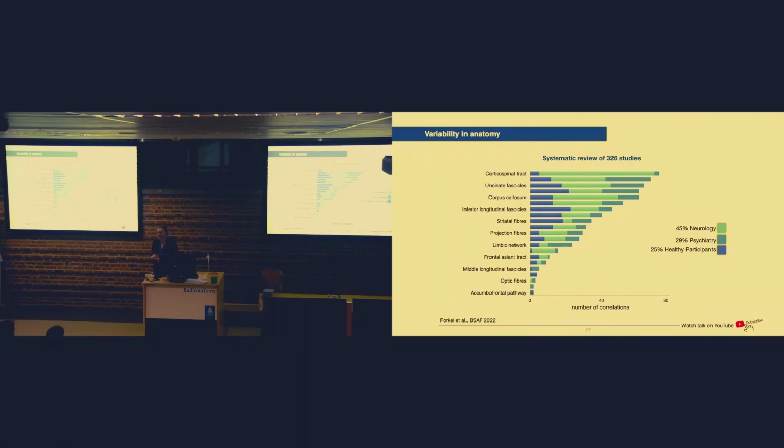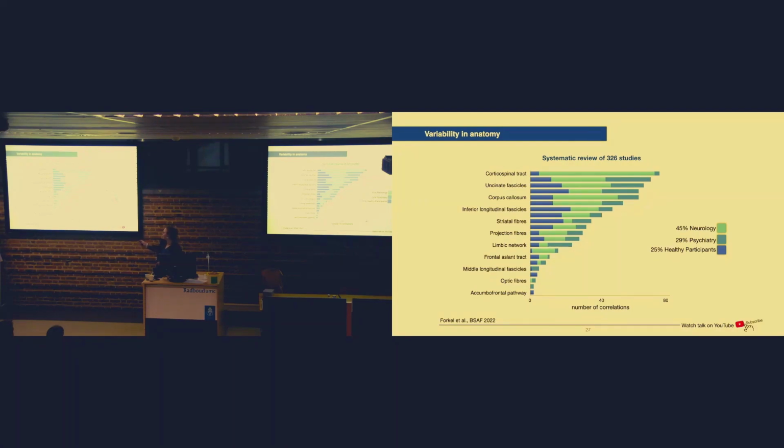But it was worth it because there are a couple of things that we learned. The first one that I want to highlight here is that most of what we know about the function of the white matter, we actually know from patients. The majority of the studies were done in neurological patients, then psychiatric patients, and only 25% of the studies were done in healthy controls.